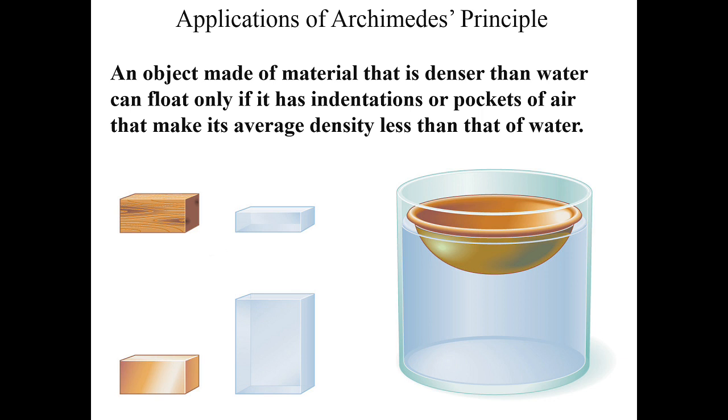Also notice that the density of an object includes its entire volume. A bowl that is filled with air displaces a volume that includes the air at the center of the bowl. So you can make something float that is made of materials that are more dense than water. The average density just needs to be less than water.